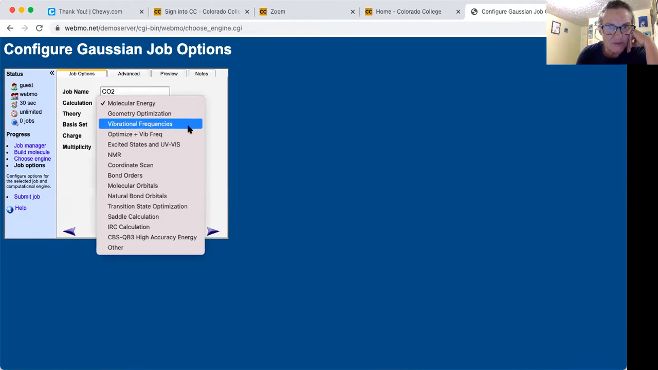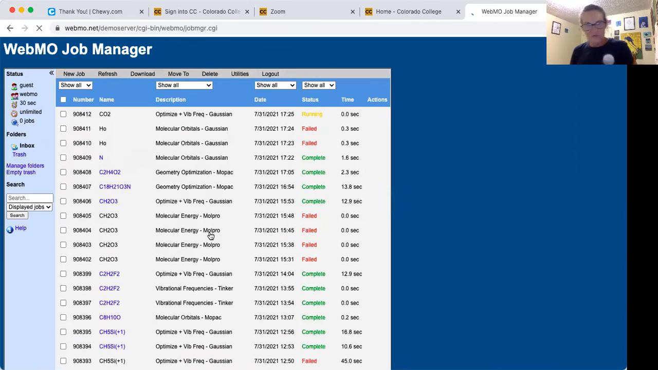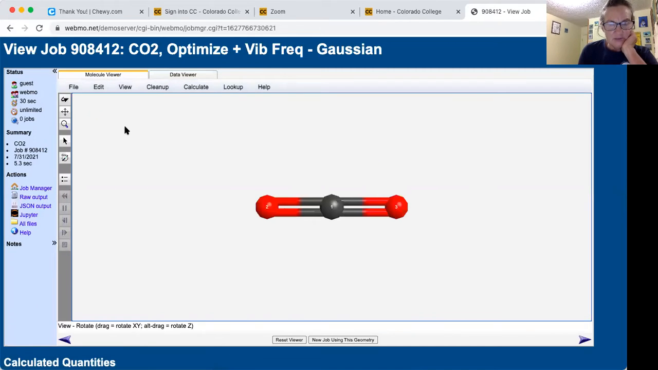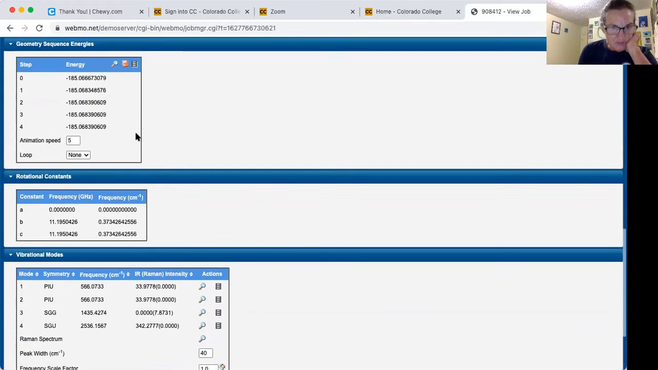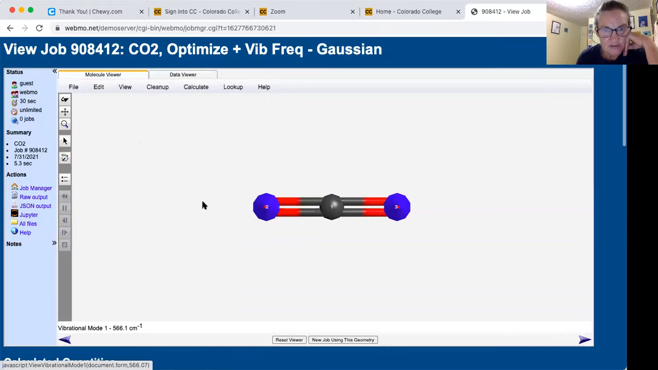Simple calculation. I'm going to optimize it and then do the vibrational frequencies. Hopefully in WebMo you only have a minute because it's free. So if your calculation takes longer than a minute, you'll have to maybe do it in steps, like optimize it first. But that didn't take long. So let's just look at these frequencies, the modes of vibration. So when you go down here, it gives you rotational constants, but then it gives you the frequencies of the IR spectrum. So let's look at these.